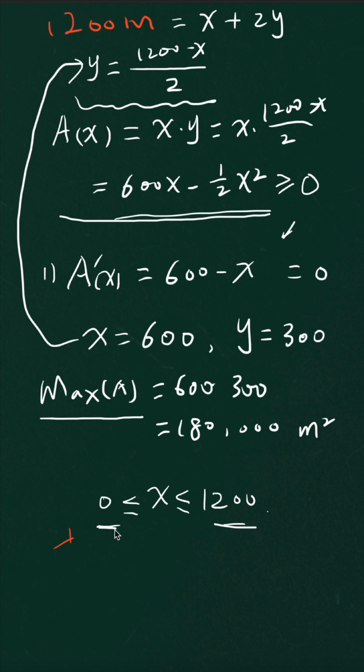And if you check it for each endpoint of the function, the area would turn out to be 0. So it wouldn't be the greatest number that we're looking for. And then this answer is verified.